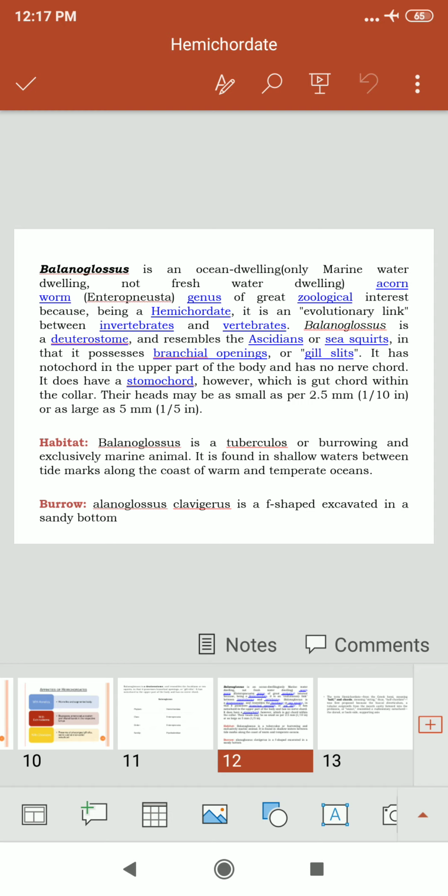Biologically, when we study this Balanoglossus, it is commonly, as you know very well, the acorn worm, and it is an ocean-dwelling hemichordate animal. It is an exclusively marine organism found in shallow waters and coastal regions of warm oceans. Their body is divided into proboscis, collar, and trunk. This Balanoglossus is mostly found in temperate water, coastal warm waters between the shallow water and the tide waters.